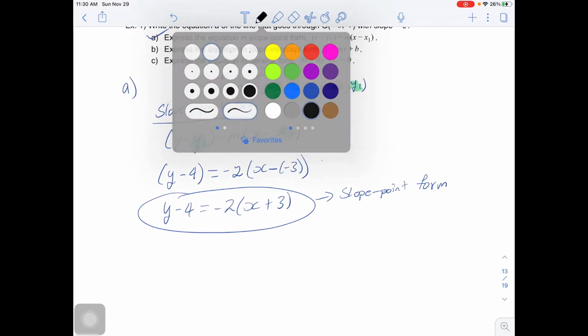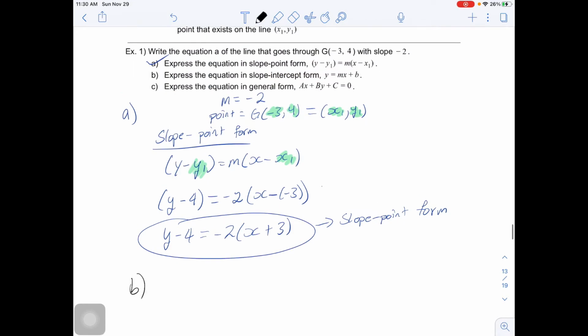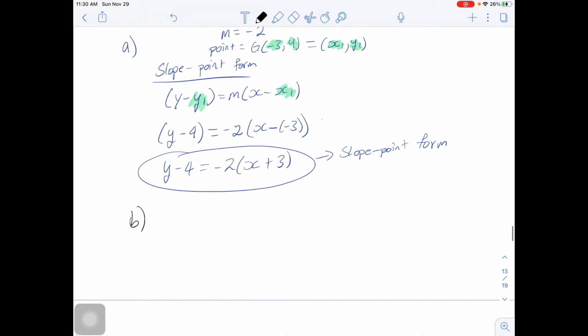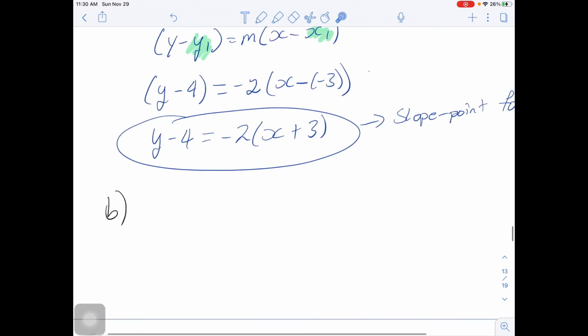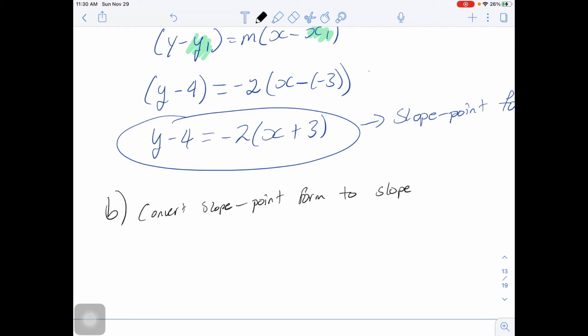Now let's work on B. So B wants us to put it in slope-intercept form. So recognize we can convert from slope-point form to slope-intercept form. So convert slope-point form to slope-intercept form.